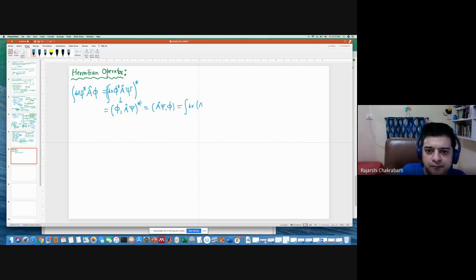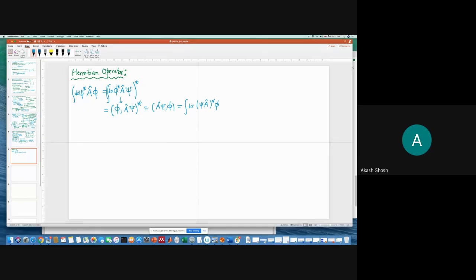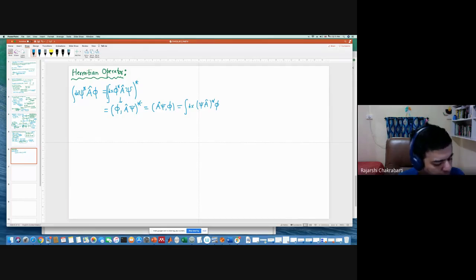Something like, rather, I can, because if you are using a function, it doesn't matter. I can write it like this. So this is the definition I used in the last class. Please check yourself. If I am doing anything wrong, please let me know. But I think this is the one I used in the last class.